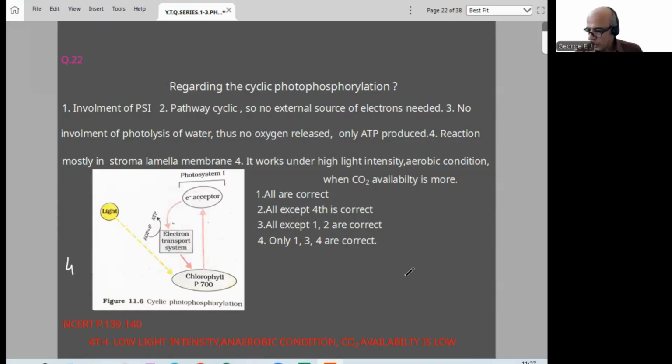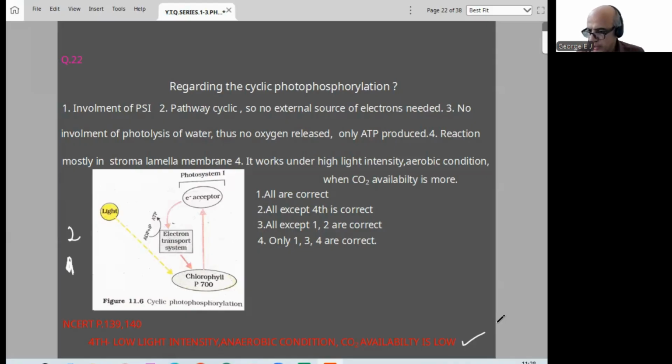And why the fourth is wrong, I put it here: it works under low light intensity, anaerobic condition, when carbon dioxide availability is low. So option-wise, only 1, 3, 4 are correct. Sorry, option-wise, it should be 2. So for 22, it should be 2, not 4. All except the fourth statement are correct. Why is the fourth wrong? The explanation is given here.